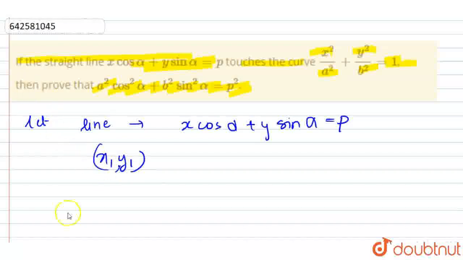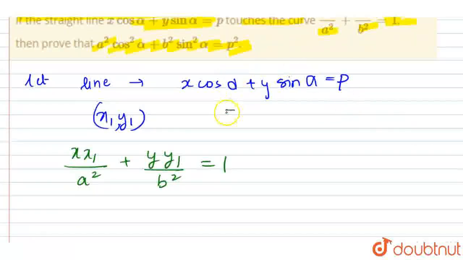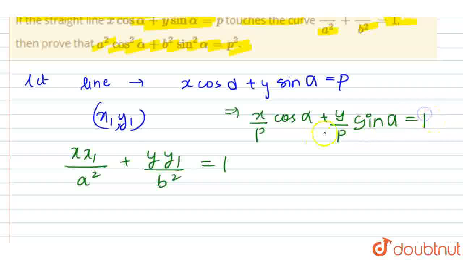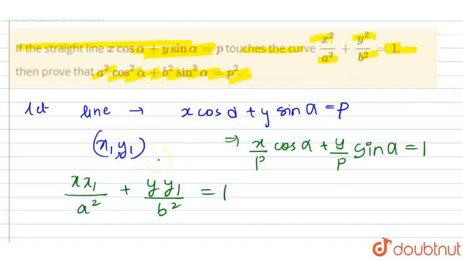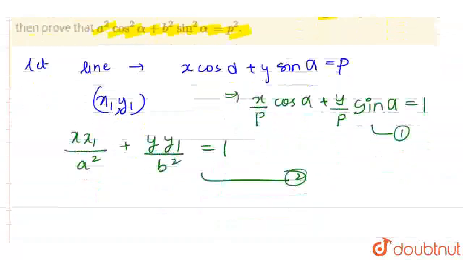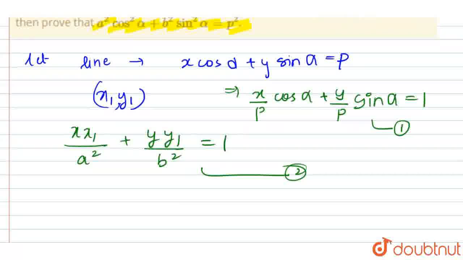So putting these points in the equation of the curve, we will get x1 upon a square plus y1 upon b square is equal to 1, right? Now rewriting this equation as x upon p cos alpha plus y upon p sin alpha is equal to 1. Now we can see that the line is touching the curve at point x1, y1, and x1, y1 is also satisfying the curve equation, so these two lines will be identical because the same point is satisfying both the equations.